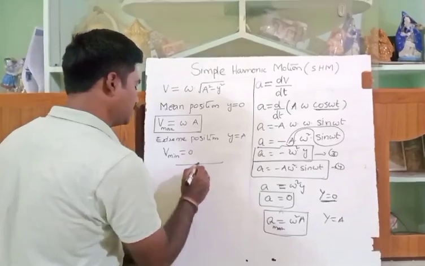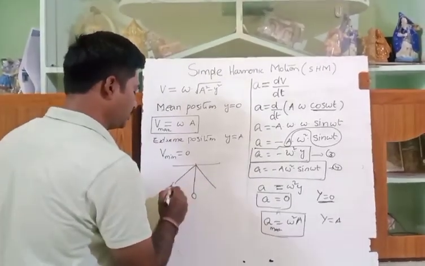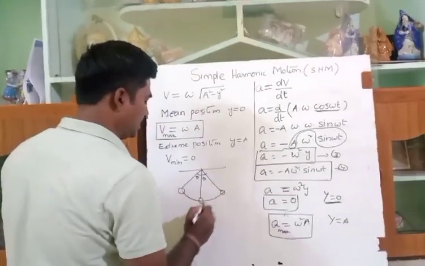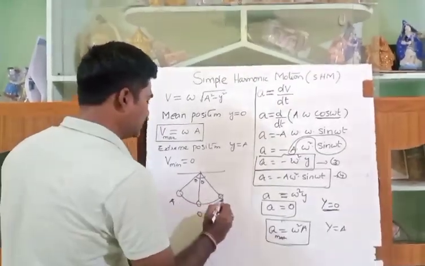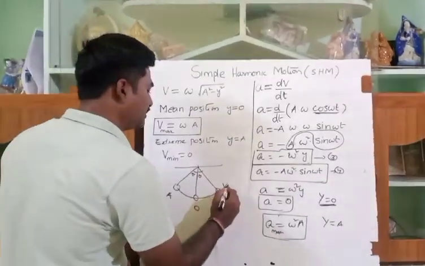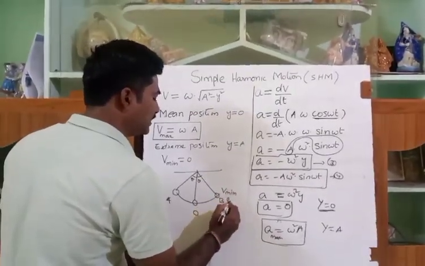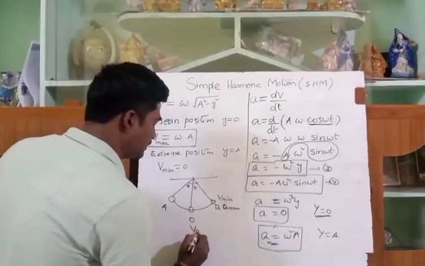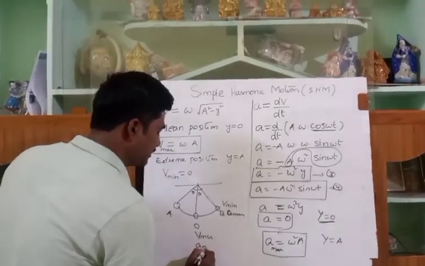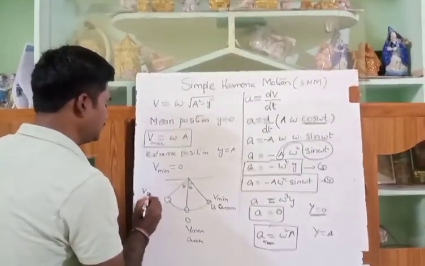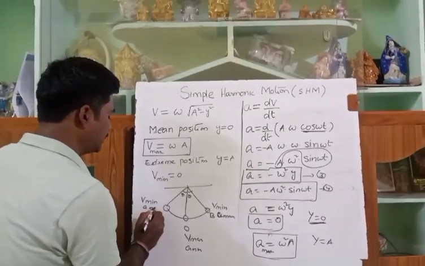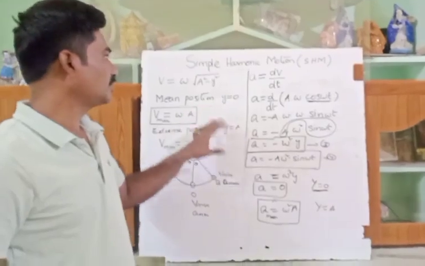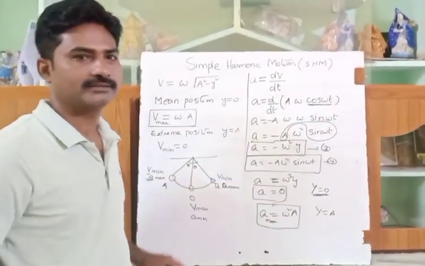Here this is the mean position and these are the extreme positions of the simple pendulum. At the extreme position, velocity is minimum and acceleration is maximum. At the mean position, velocity is maximum and acceleration is minimum. At the other extreme, velocity is minimum and acceleration is maximum. Okay, this is the information about velocity and acceleration. Okay, thank you.